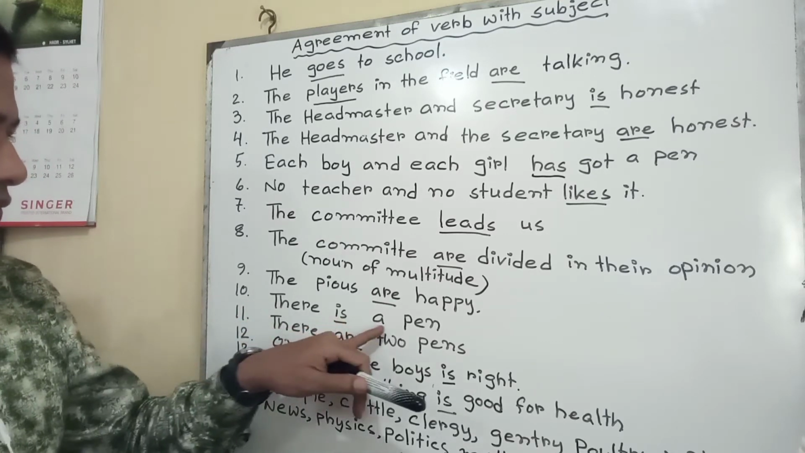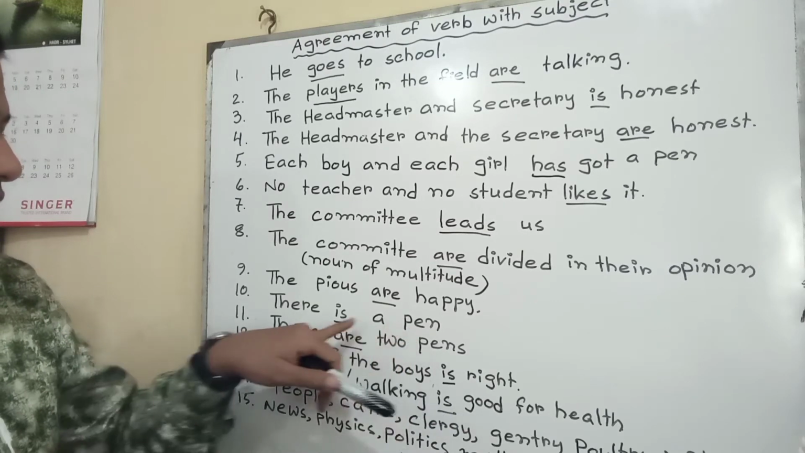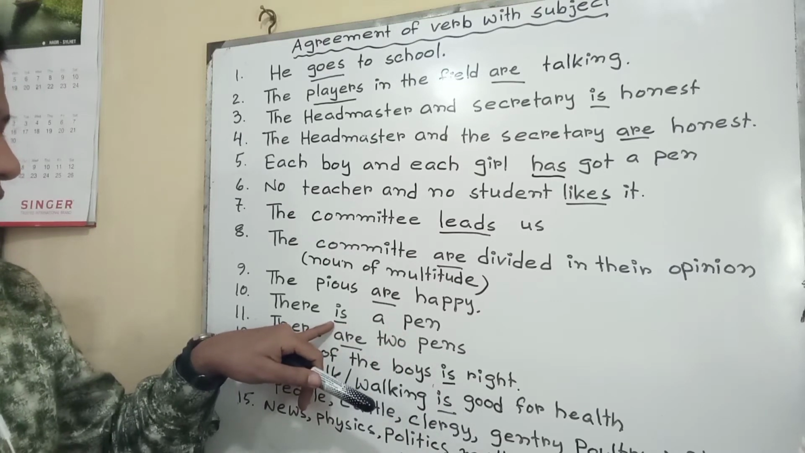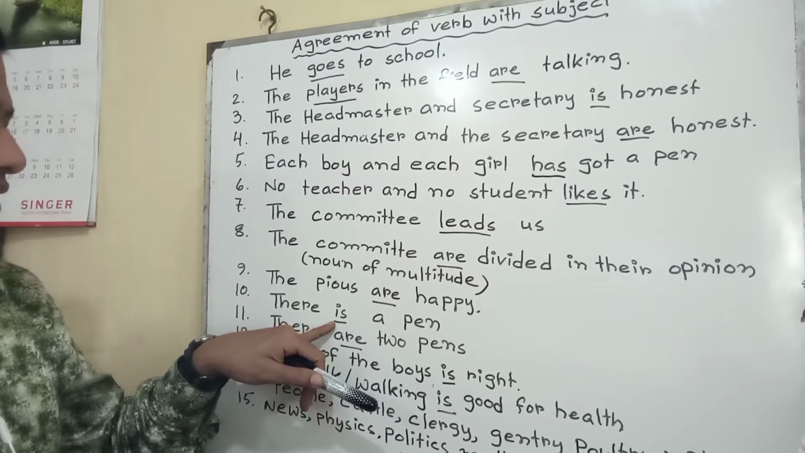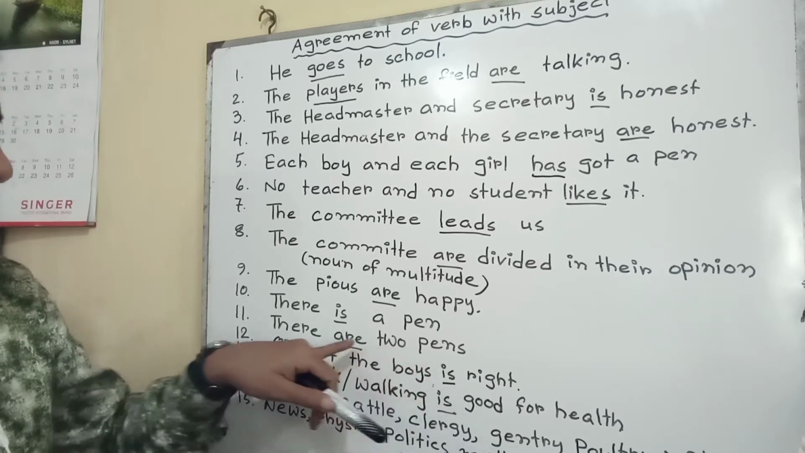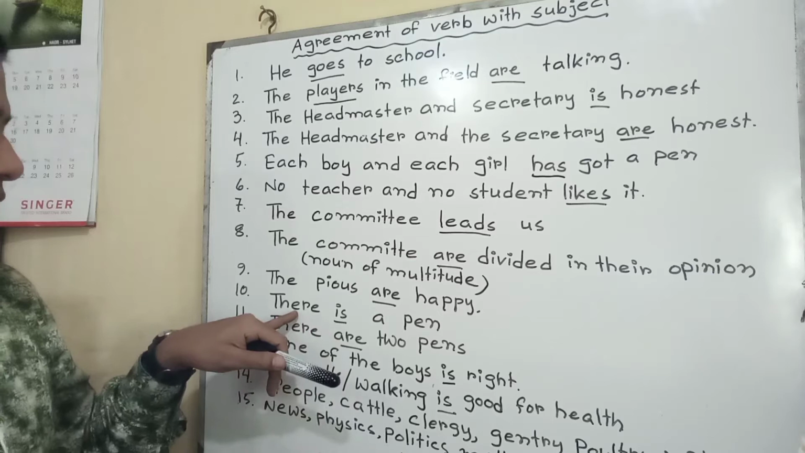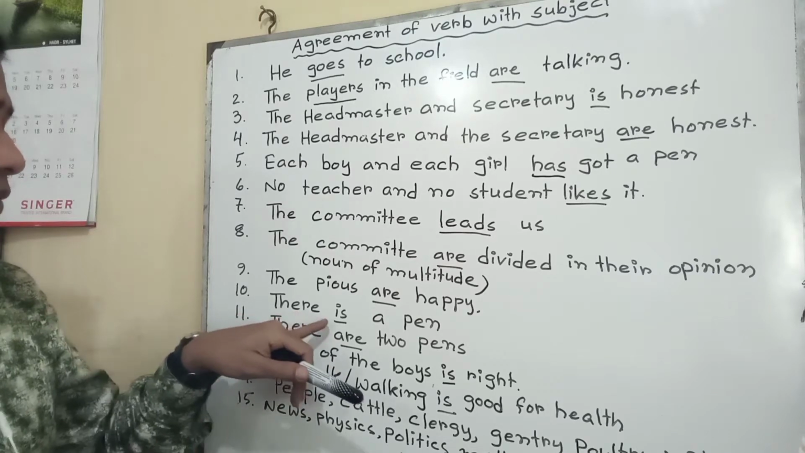In the case of there, we have to see the later part, such as cup, pen, singular. That means the verb will be singular: is, was, has, in this way. There are two pens, two, plural. That means a plural verb will be used, because we cannot identify just by seeing there what type of verb will be used.